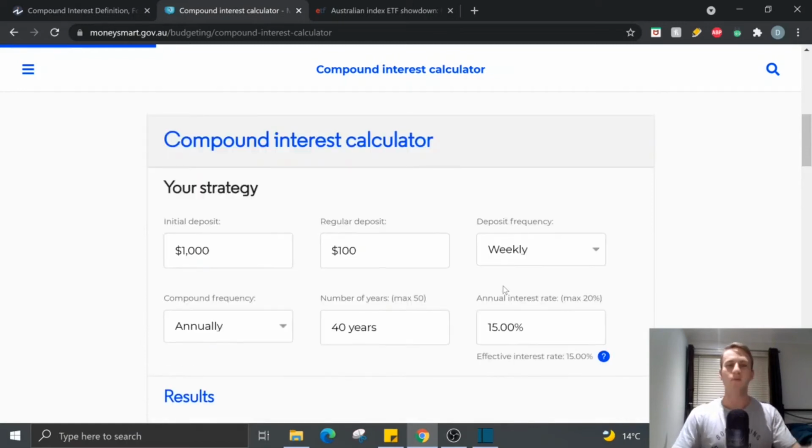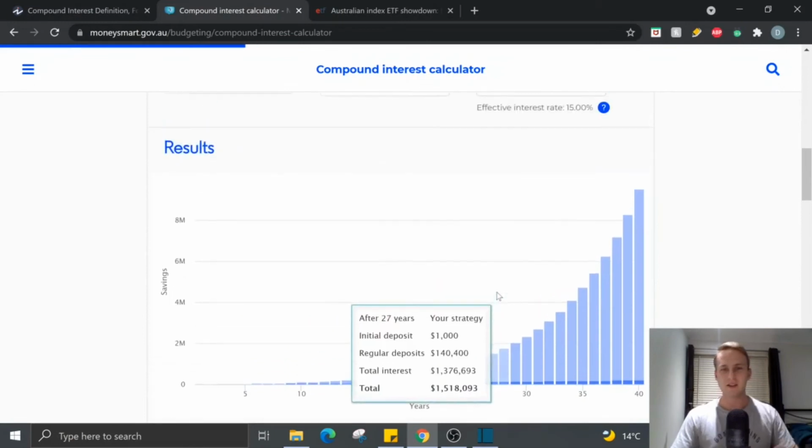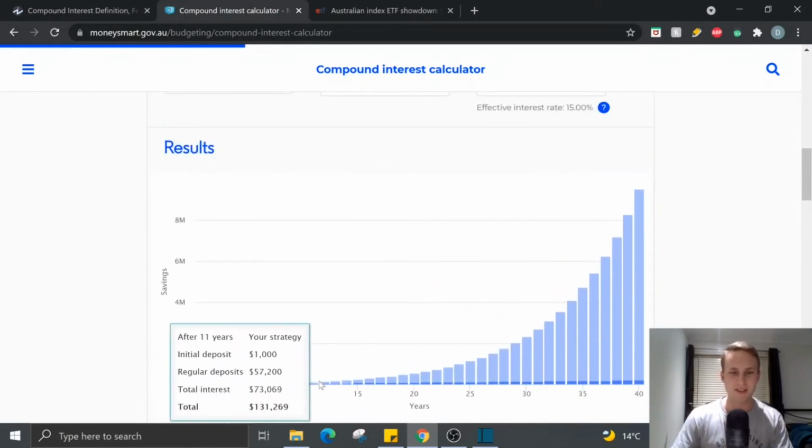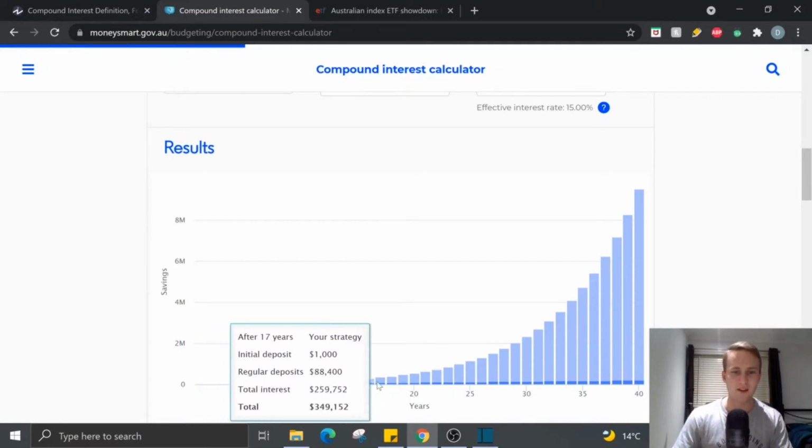Now let's see what this results in. If you have a look at the graph here, just like the other graph, it starts off quite slow and underwhelming.